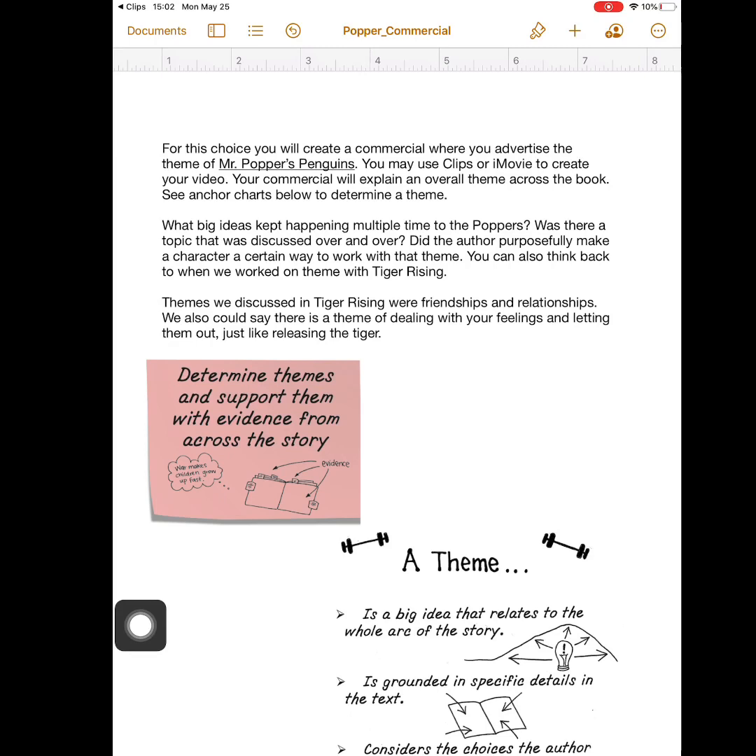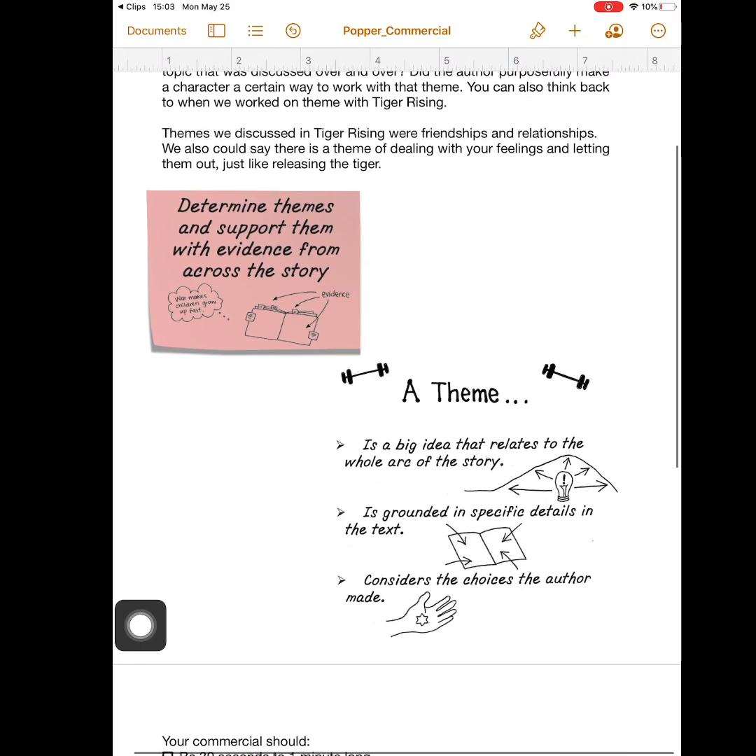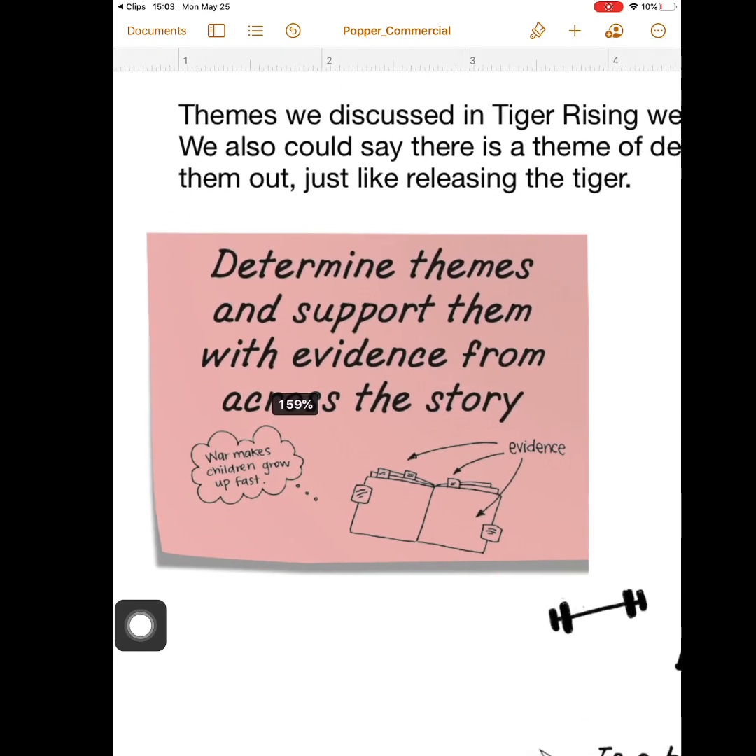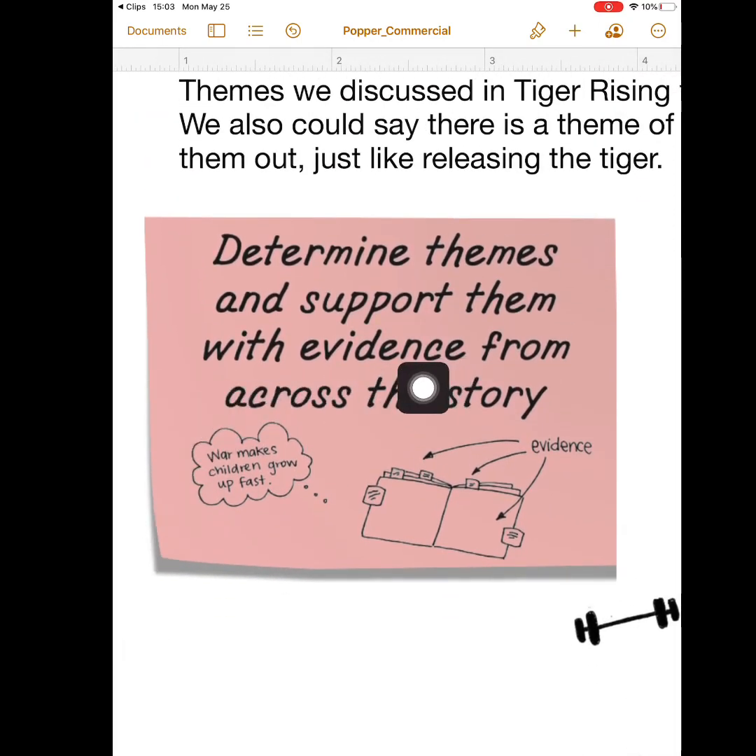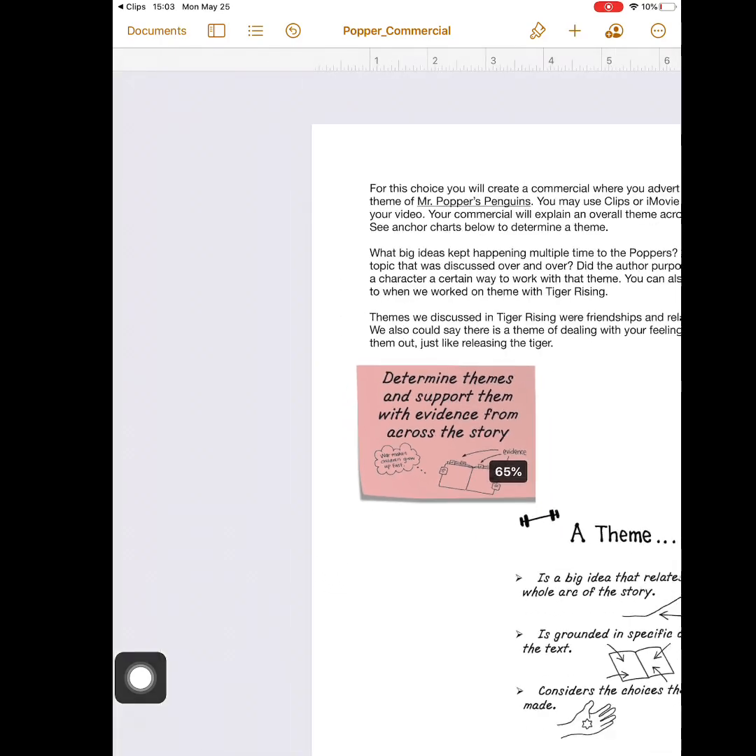You can also think back to when we worked on theme with Tiger Rising. Themes we discussed in Tiger Rising were friendship and relationships. We also could say there is a theme of dealing with your feelings and letting them out, just like releasing the tiger. So when you determine a theme, it's important that you get evidence, not just from one part of the book, but across the whole story. One thing that I say to students is always pick something from the beginning, the middle, and the end to help support your theme, because a theme is not a theme without evidence throughout the whole story.